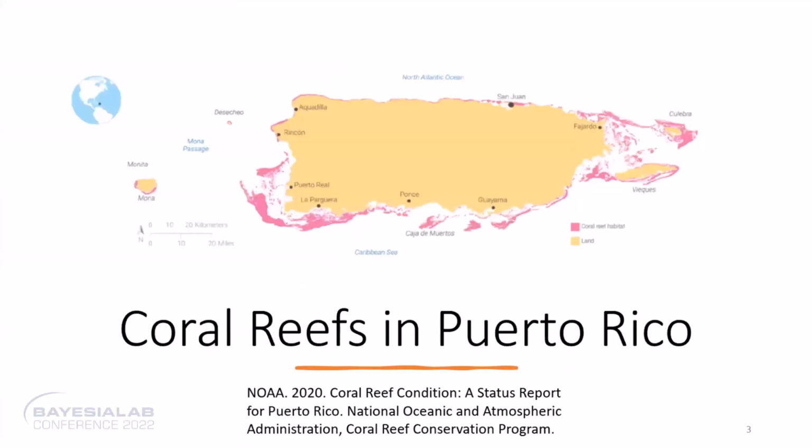So here's a map from NOAA of the coral reef locations in Puerto Rico in pink. And the sites that were sampled are in the black circle. So we have sites within the southern zone of Puerto Rico.